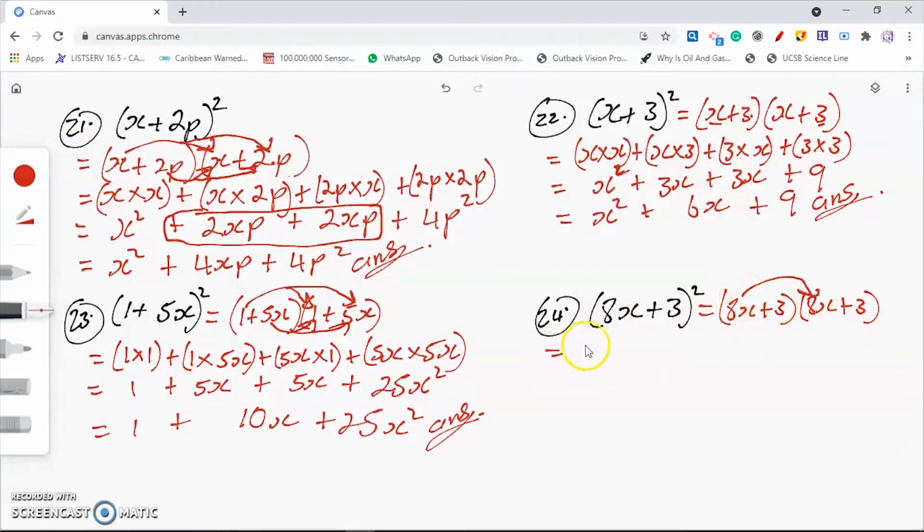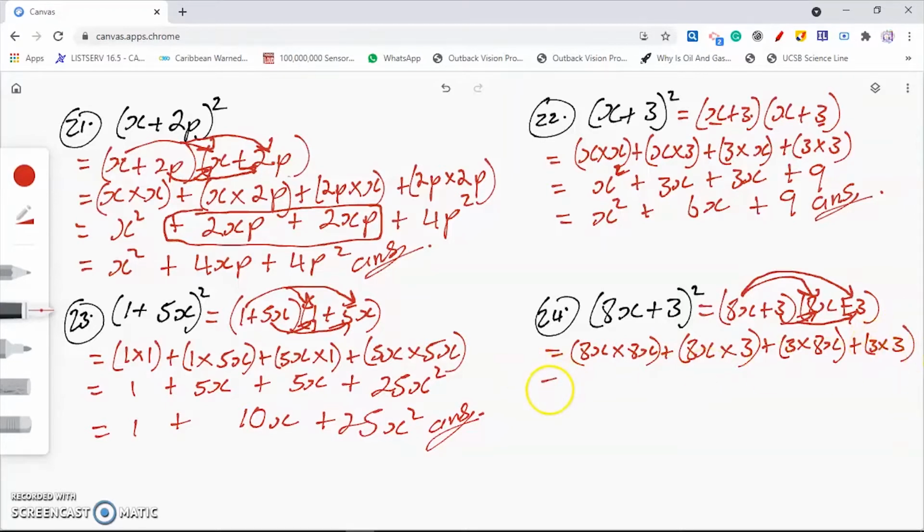So that's equal to 8x times 8x, plus 8x times 3, plus 3 times 8x, plus the same 3 times 3. Okay, and then we simplify.